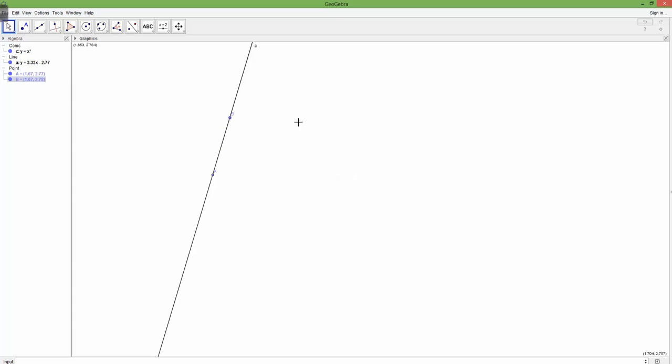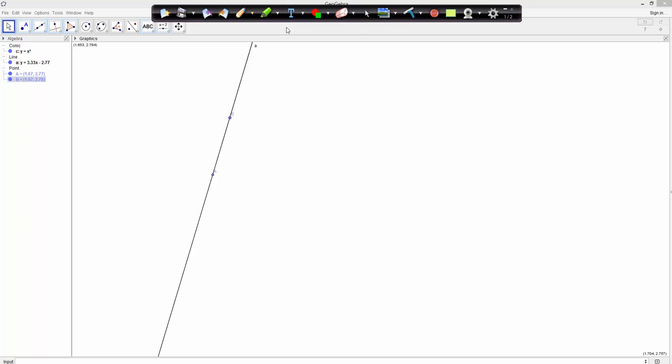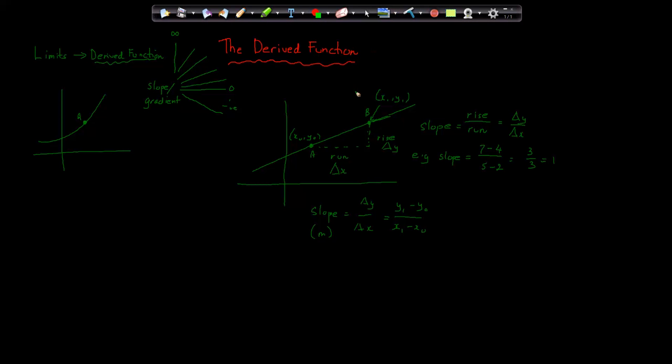Okay, so what was going on here? Well, let's just swap back to this view here and have a bit of a talk about this. Just grab some other bits of hardware. Okay, so let's go to another page here.